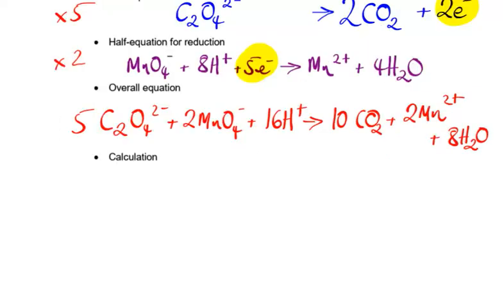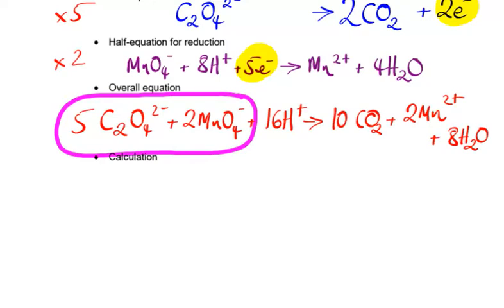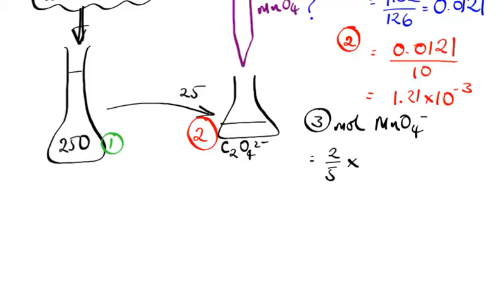Remember, they're reacting in a 2:5 ratio, so 2 moles of manganate for every 5 moles of the ethanedioate ions, which means we want to times by 2 and divide by 5, and that's the moles of the ethanedioate ions that we had before. So we've now got our moles of manganate ions.